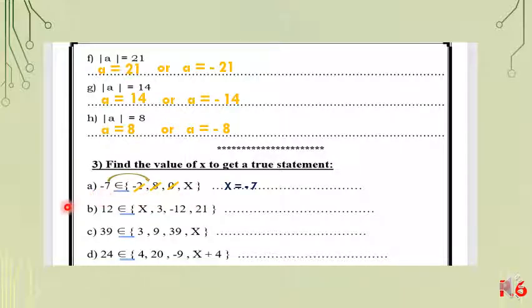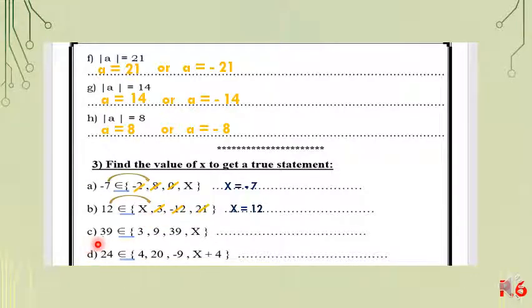Negative 7. Letter B. 12 belongs to the set which has x, 3, negative 12 and 21. So we must find 12 inside this set. Can this 12 be 3? Of course not. Can it be negative 12? Of course not. Can it be 21? Of course not. So what is left? X. X equals 12.